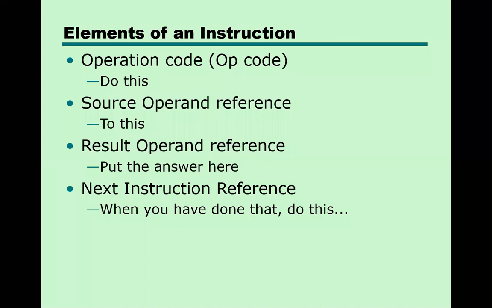So what are the elements of an instruction? If you divide the instruction into different parts, what elements will you find in the instruction? The first one is the operation code, or opcode. You have to remember, for example, if the instruction is C equals A plus B, the same instruction you can write in assembly language like add A and B.